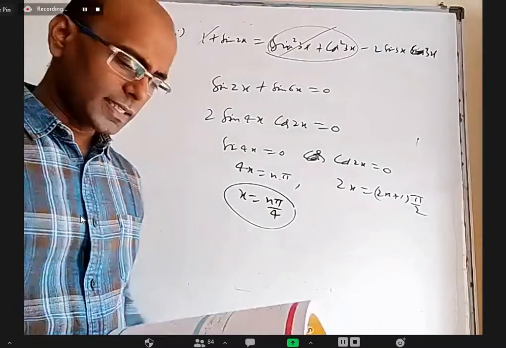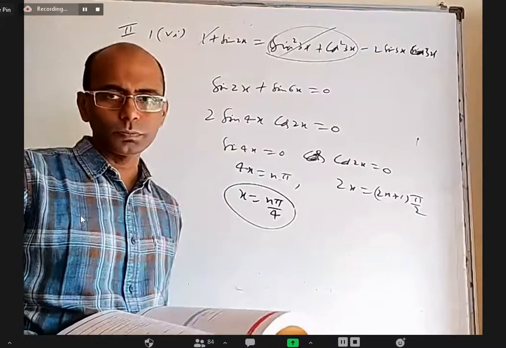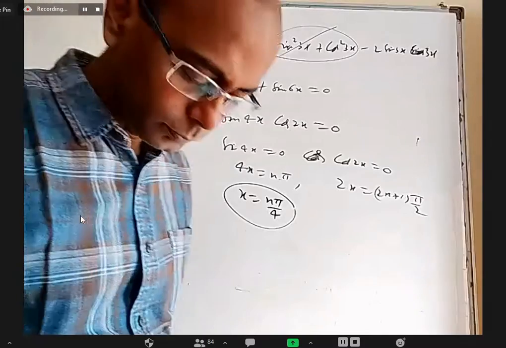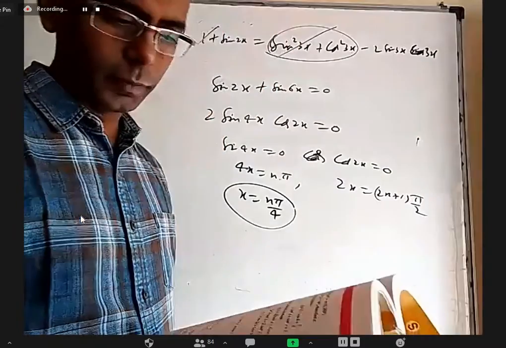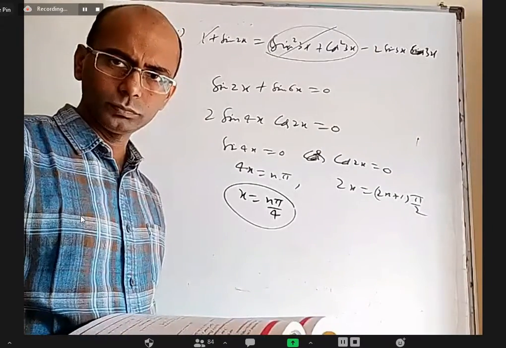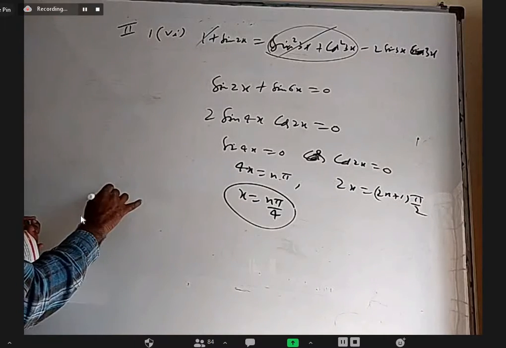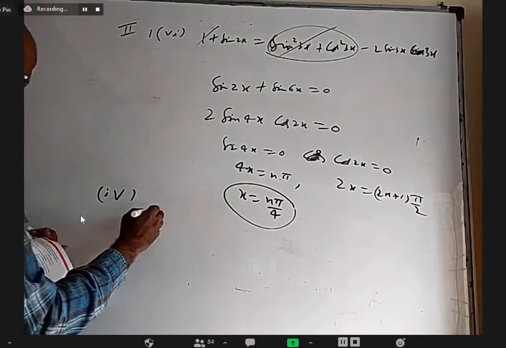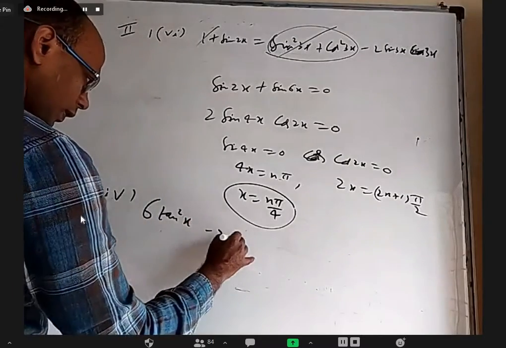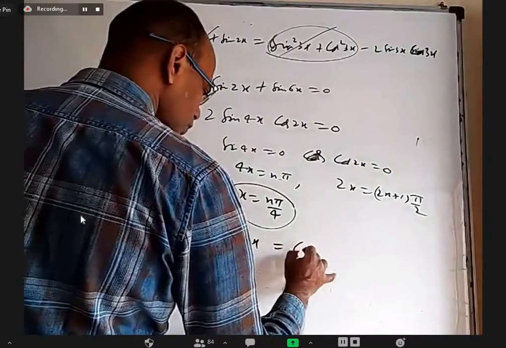Okay, any other doubts in section 2, first one, in those 7 questions? Any other doubt? Fourth. Leela Krishna, which one? Fourth one, okay. 6 tan square x minus 2 cos square x, that one? Yes, sir. Okay. 6 tan square x minus 2 cos square x equal to cos 2x.